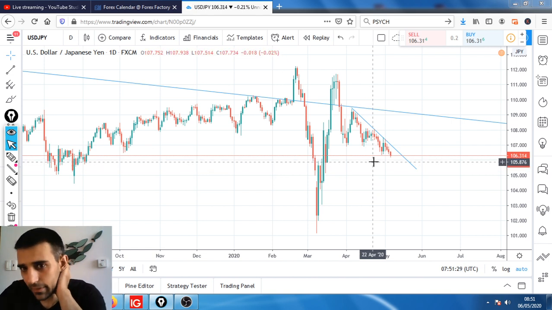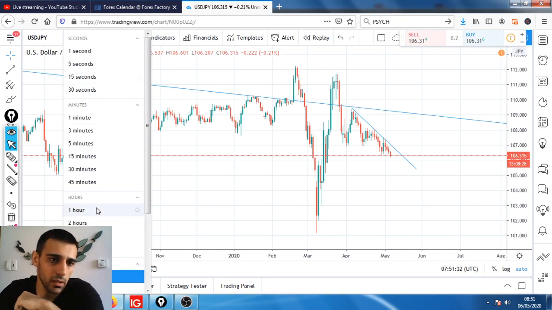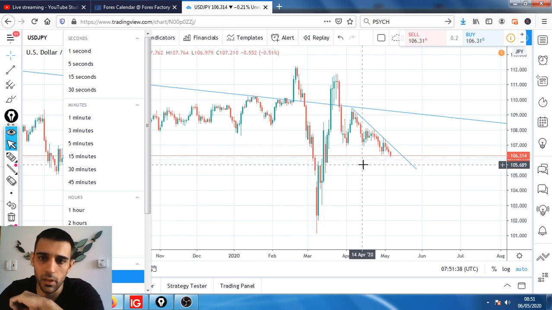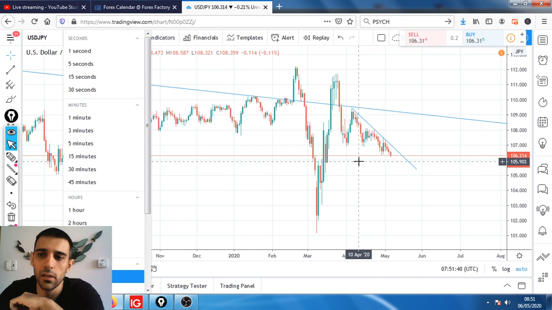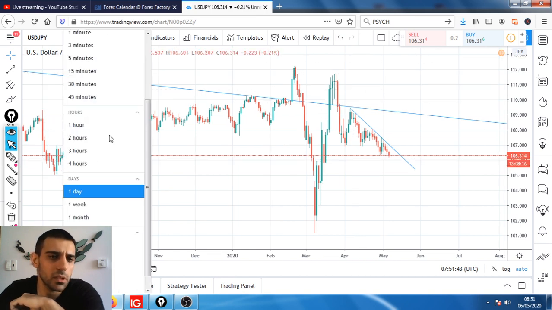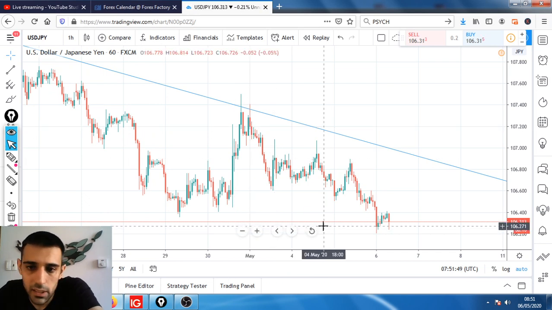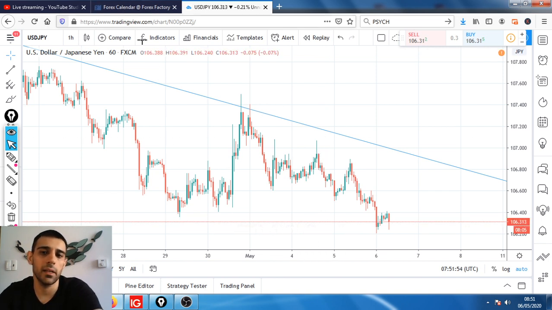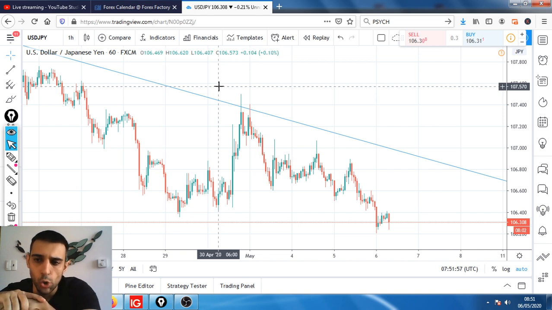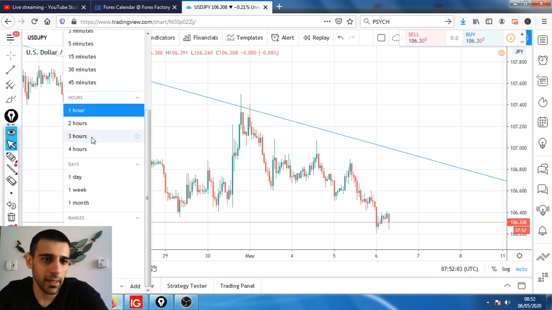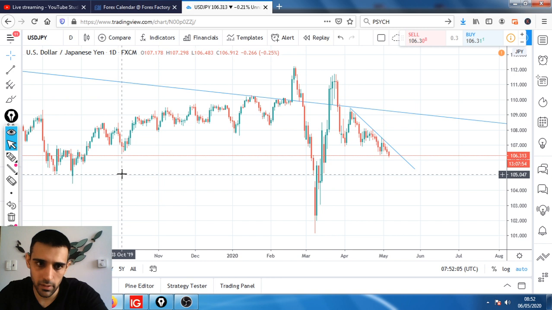So we will be looking at which one did I say the entry was? 106.28 was the entry, and the target 105.90. So it gives us about 37 pip gain. Okay, that might not be that good. So 38 pip gain with a 15 pip stop loss.